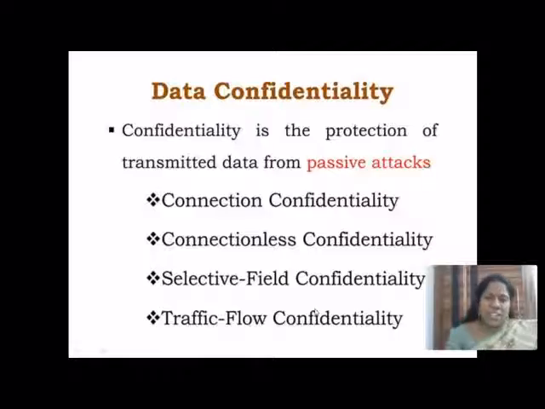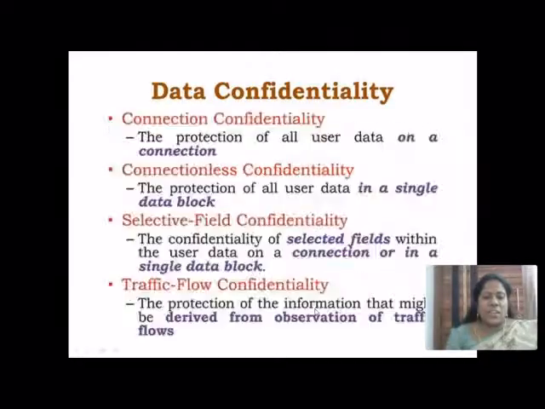Next one is data confidentiality. Confidentiality is the protection of transmitted data from passive attack. It can be classified into four types: connection confidentiality, connectionless confidentiality, selective field confidentiality, and traffic flow confidentiality. The first one is connection confidentiality. It is the protection of all user data on a connection. Similarly, connectionless confidentiality means the protection of all user data in a single data block.